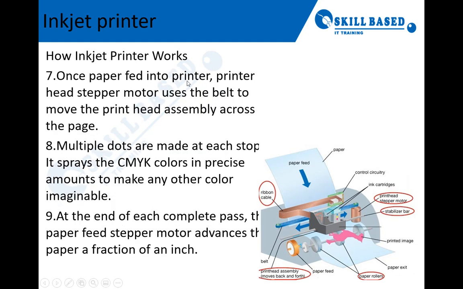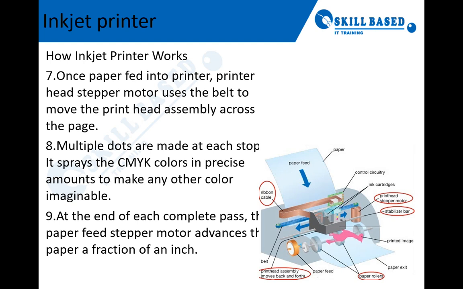Once the paper is fed into the printer, the print head stepper motors will activate and move your belts, and at the same time the paper roller will also move to feed in the paper. Multiple dots are made and printed onto the paper, spraying the CMYK colors. It depends on your printer whether you are using thermal DOD or piezo DOD, but both will spray the CMYK colors in precise amounts.